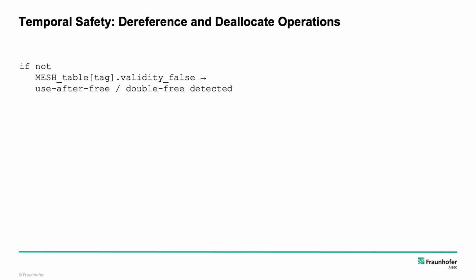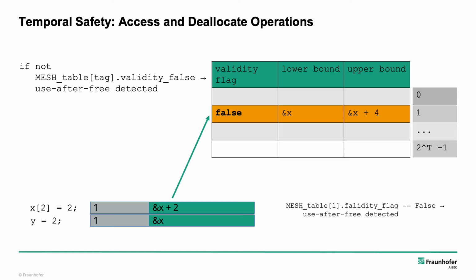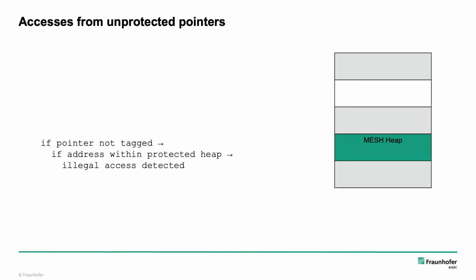Then, the temporal safety check is done on both dereferencing to detect use after free vulnerabilities and on the allocations to detect double freeing. For example, imagine that x was freed. Later accesses are detected because the validity flag in line 1 is set to false. Note that derived pointers, such as y in this example, contain the same tag, and accesses through them are detected in the same way. Finally, we want to prevent other pointers from accessing our protected heap. This can be done by making sure that all accesses through untagged pointers are done only on other memory regions.